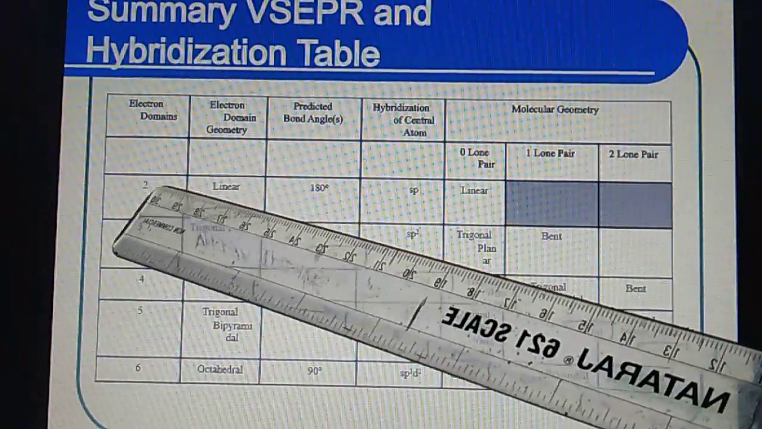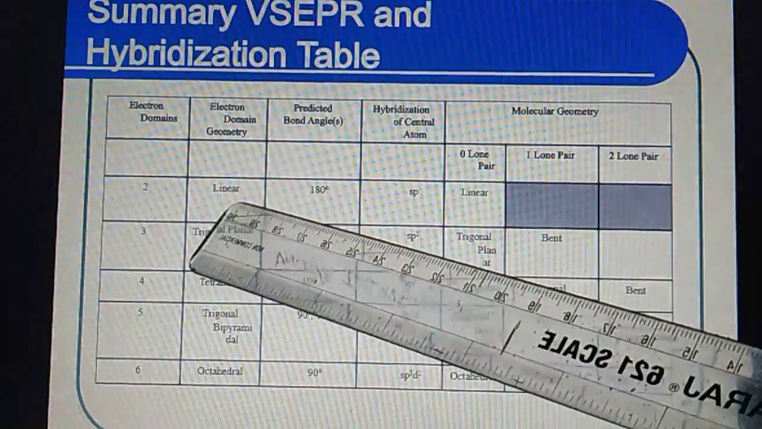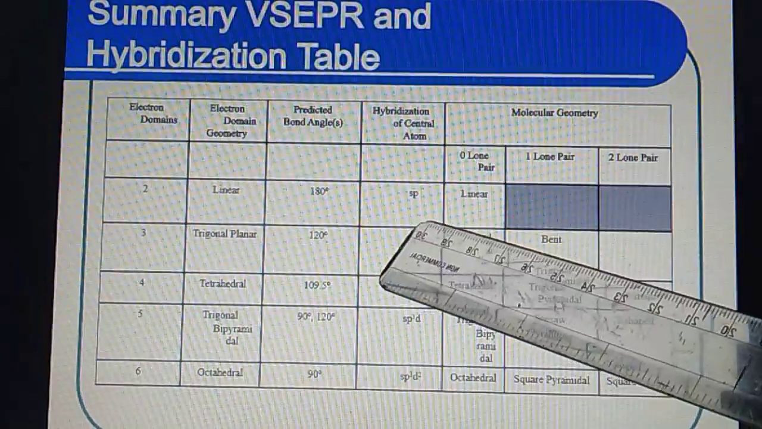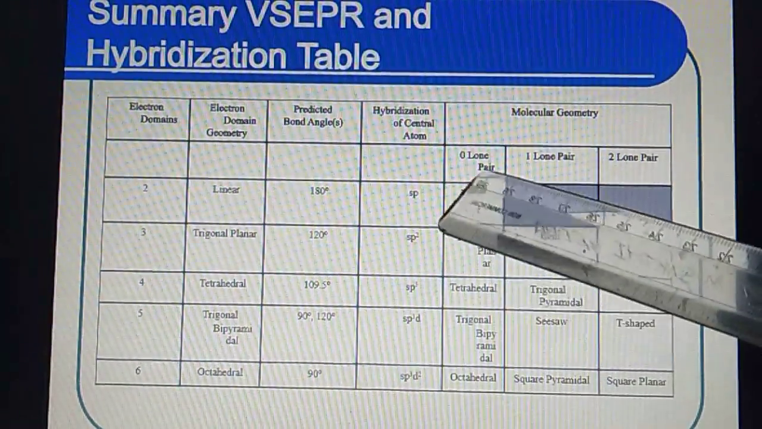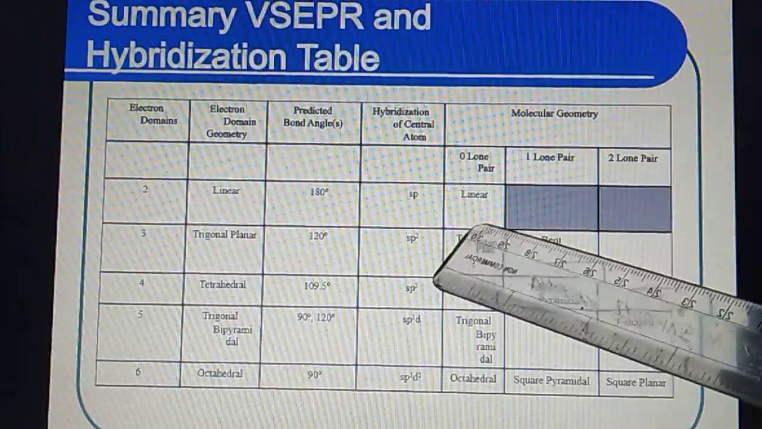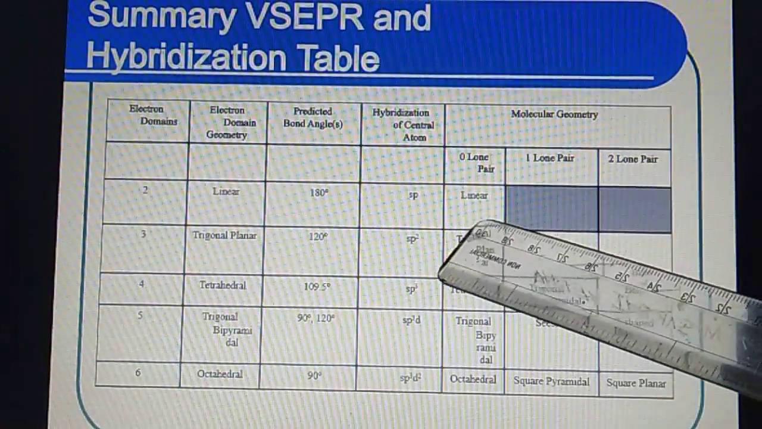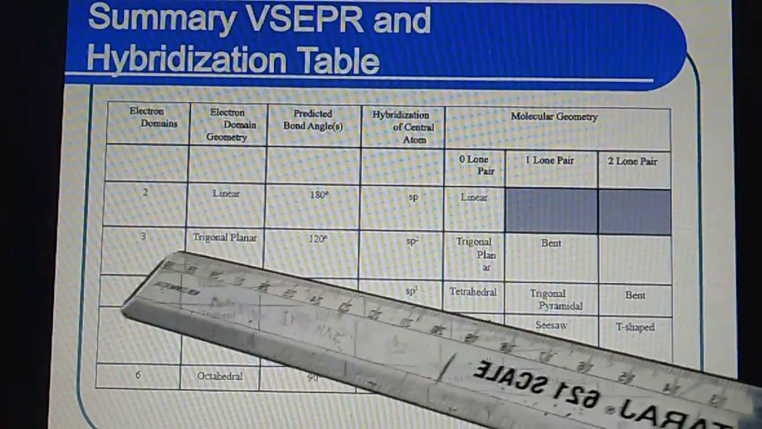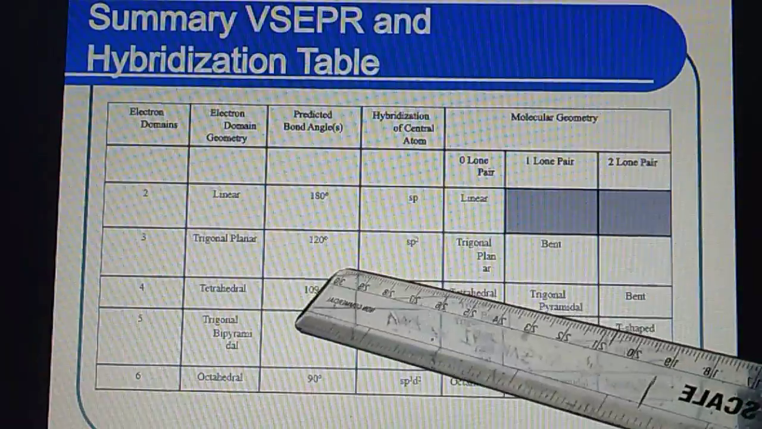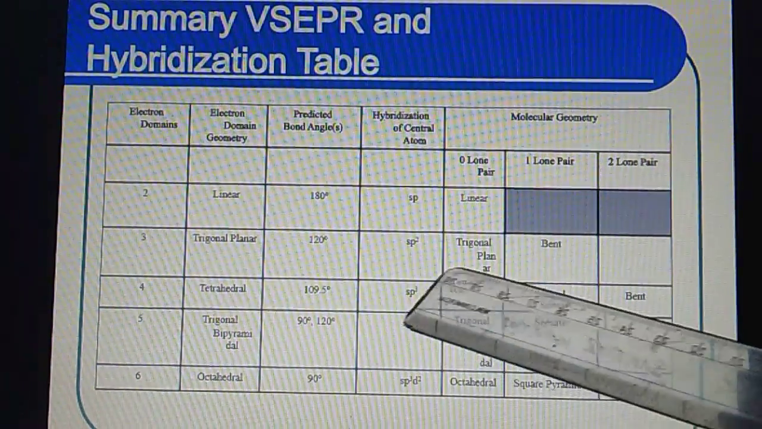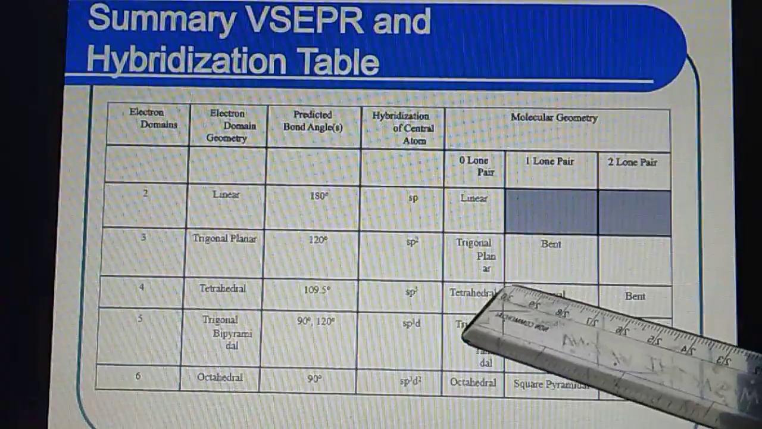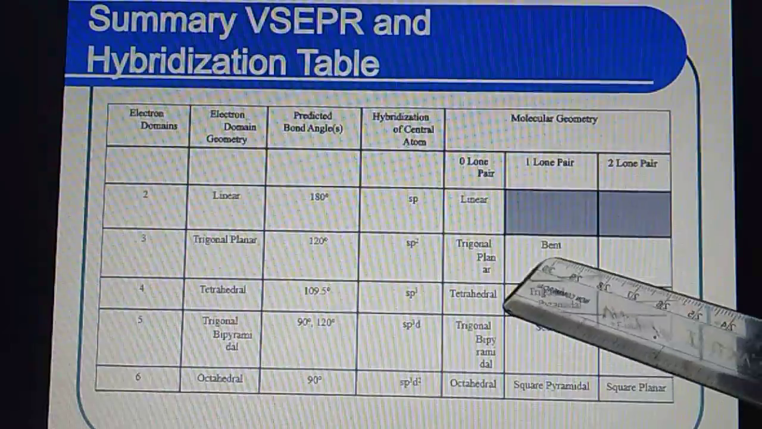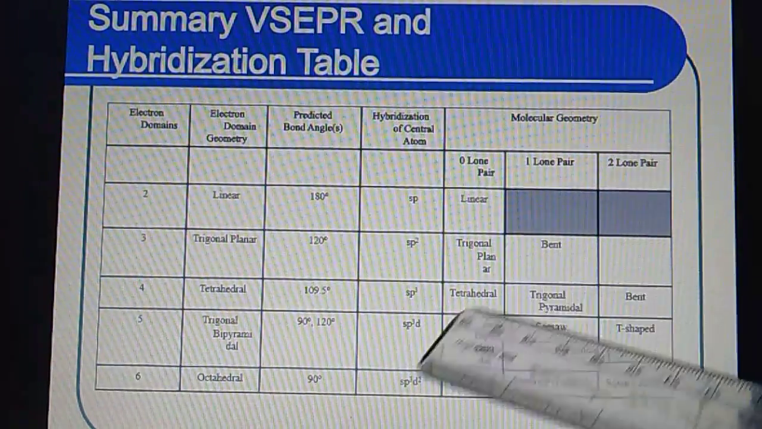Suppose the electron domains are 2, so the distribution geometry will be linear, the bond angle will be 180 degrees, and the hybridization of the central atom will be sp. With 0 lone pairs, there are only 2 bond pairs, so this will be linear. If you talk about 3 electron domains, the distribution will be trigonal planar, the angle will be 120 degrees, hybridization sp2, and the structure will be trigonal planar if there are 0 lone pairs. If 1 lone pair is there, the geometry will be bent shape.